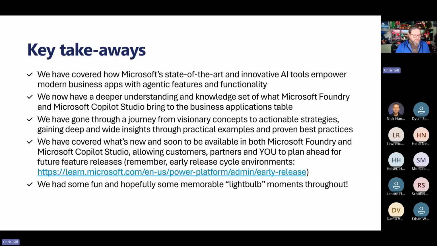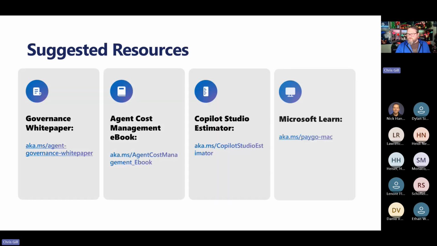I always do this, but wait, there's more. I do have suggested resources for you all. So, as always, governance white paper, please, please, please check that out. Microsoft has done a fantastic job. They worked with some customers, worked with a bunch of MVPs to build that out. Agent cost management book, Lawrence, that's right up your alley. I need to go back and do some more homework on that one too, because those are always changing rules. Copilot Studio Estimator, that is not just a usage, but a cost estimator as well. And then the Microsoft Learn article, I'm not going to ruin the surprise for y'all, but go take a look at that link, check it out.